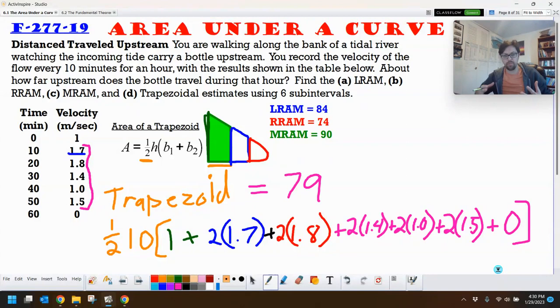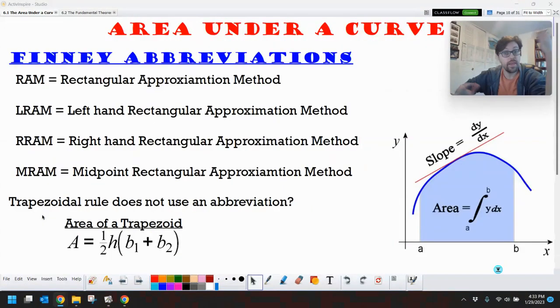So that one is a little bit more in between the LRAM and the RRAM. That MRAM is probably just because of that switching up and down, that MRAM is not being as accurate as we would have liked. That is it for this video on estimating the area under a curve.